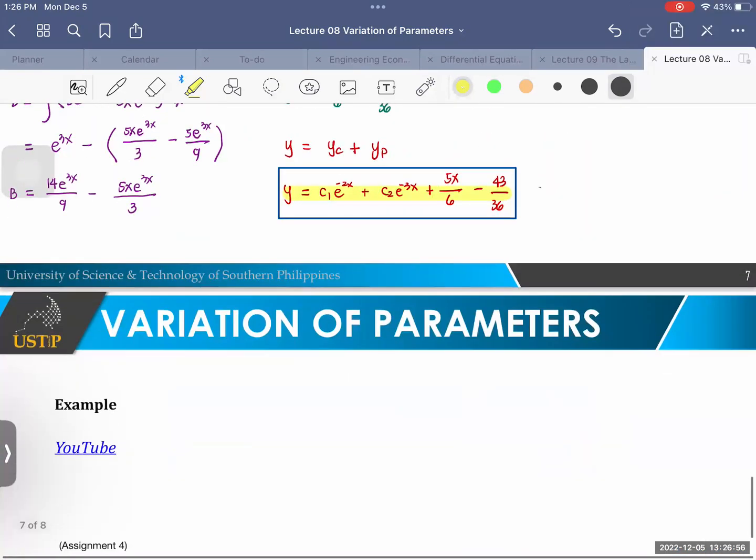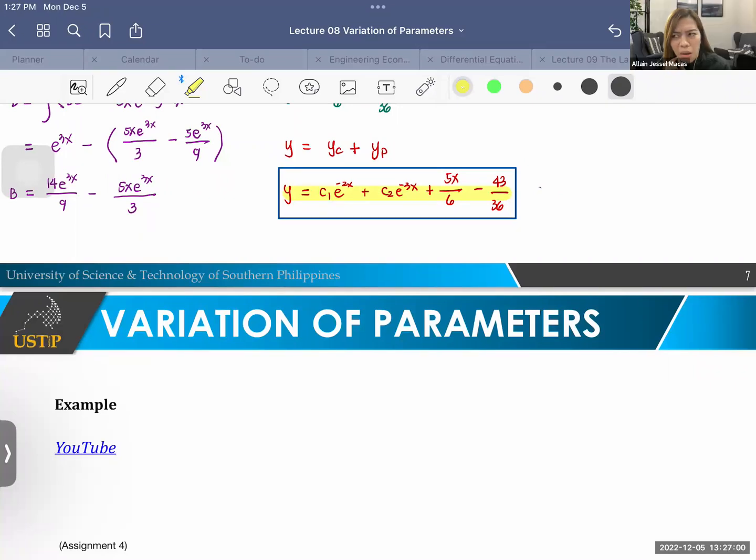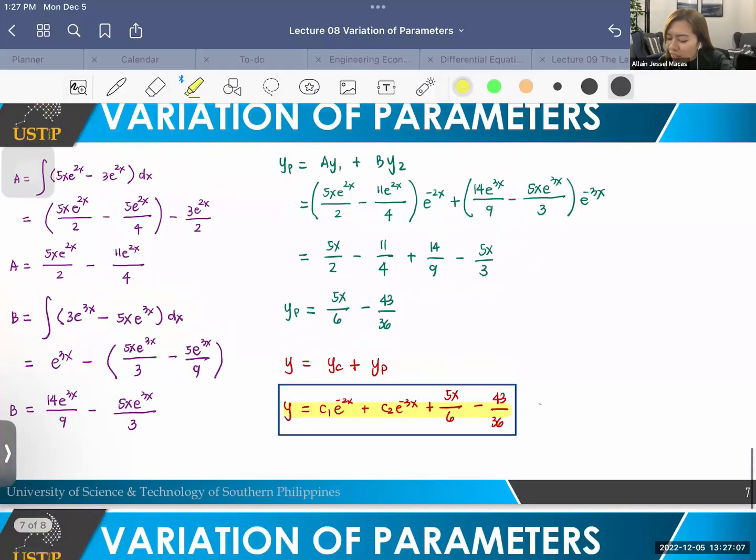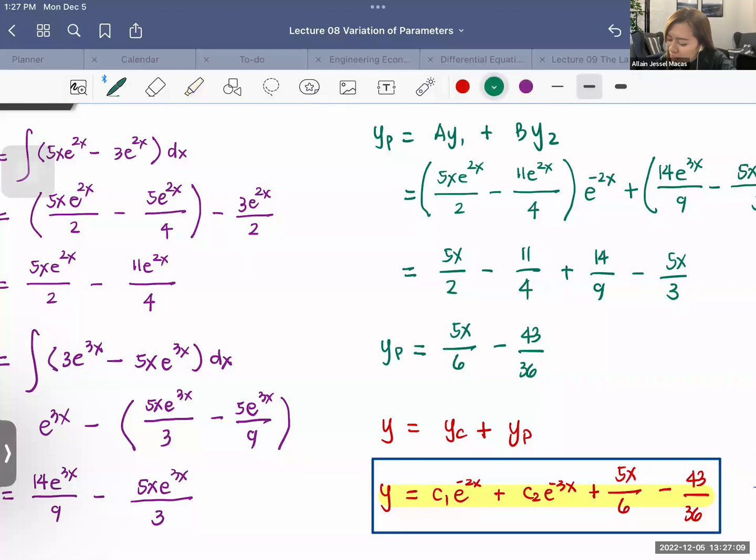Ma'am, yung sana shortcut. Sa pag-integrate, ma'am ba? Sa integration by parts, oo. Okay, so integration by parts, yun sana ang shortcut.